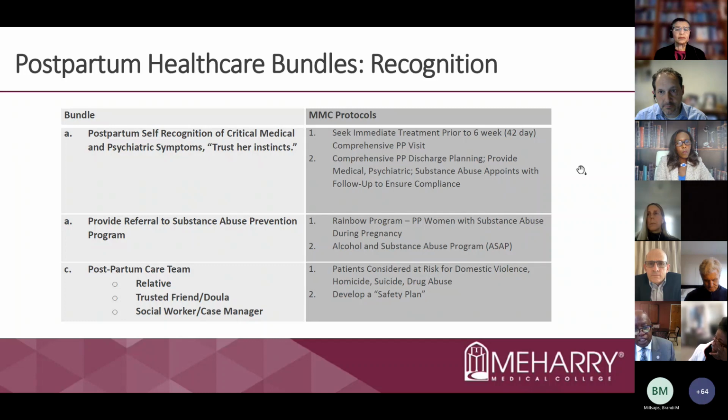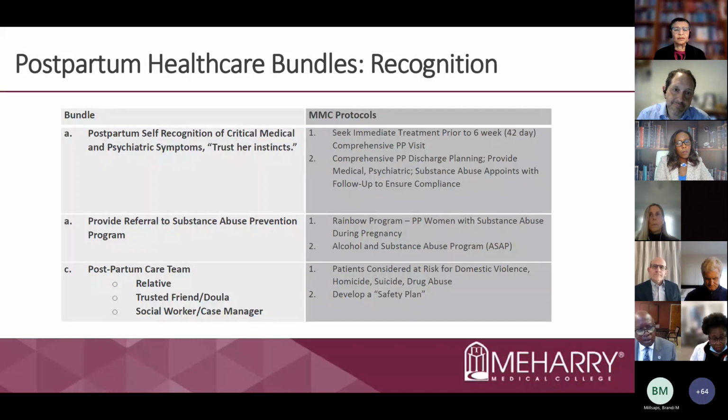Referral to substance abuse prevention. I just want to mention our Rainbow program, which has been in effect for over 35 years, where women who have substance abuse problems during pregnancy can come, stay a few months, 3 or 4 months, and be given psychological support. They can bring the infants with them, and I think this has been a very important program.